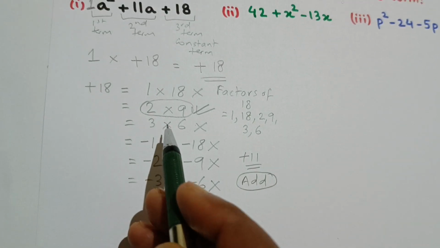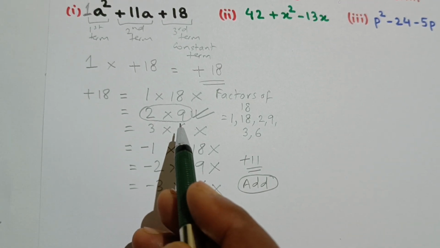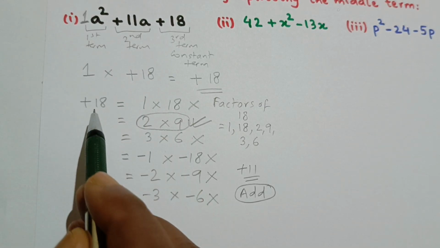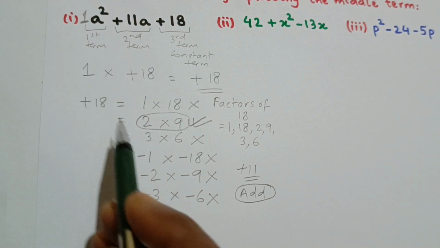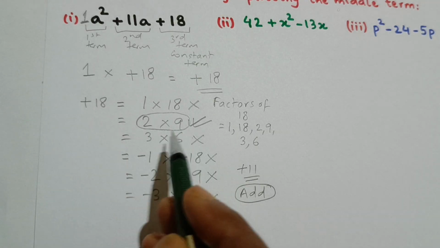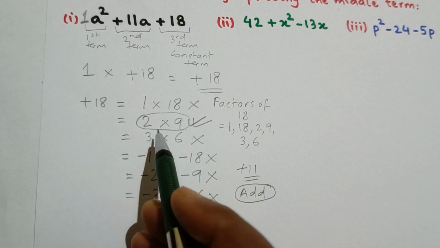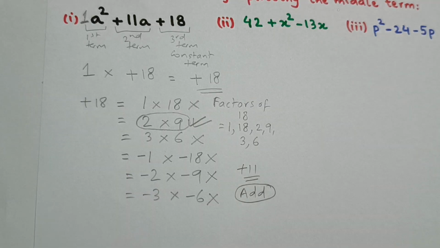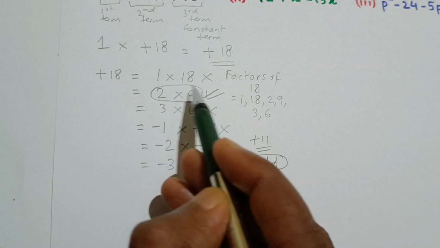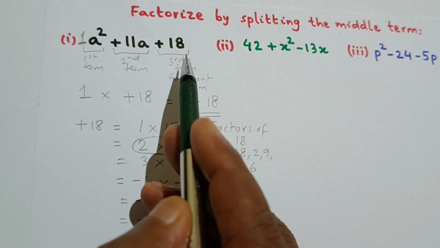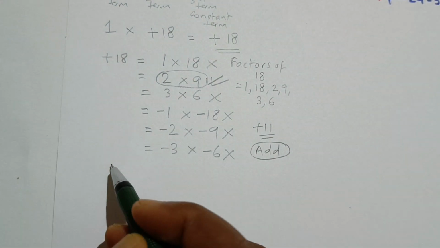So we have found the integer pair whose product is plus 18 and whose sum, if we add them, is plus 11. That pair is 2 and 9, or you can say plus 2 and plus 9. So this is that pair. Now, first I am going to write down the given question.